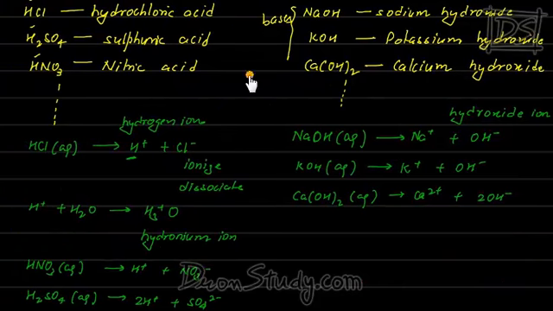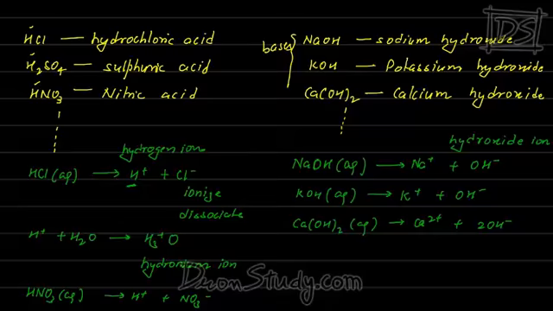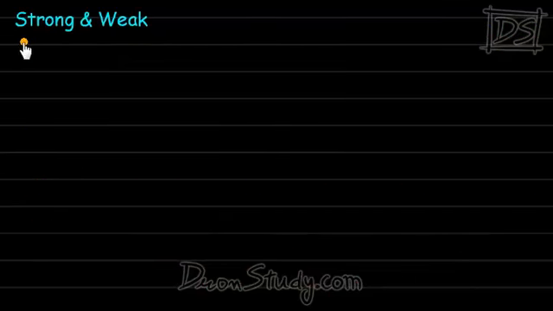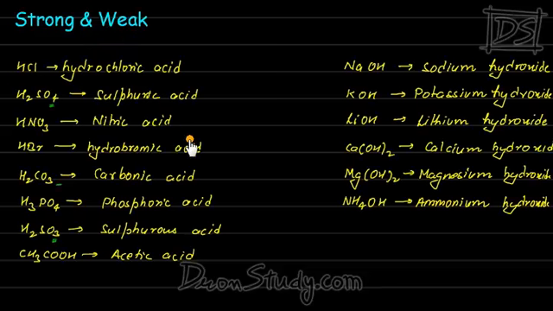So students, we have seen what are salts, what are bases, and what are acids. We can write the definition of acid and base. Acids are compounds which give hydrogen ion in aqueous solution, like we saw, and bases are compounds which give hydroxide ion in water solution. Now see students, some acids and bases are very strong and some acids and bases are very weak. Now what is the concept of being strong and weak? That is what we want to see.